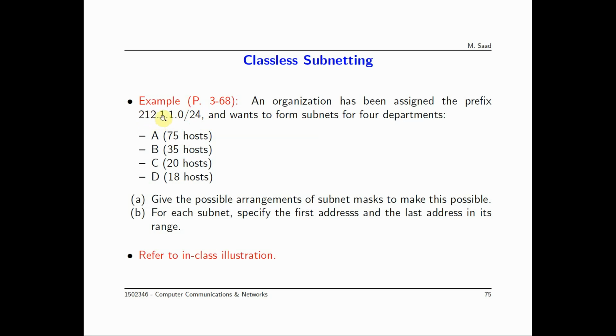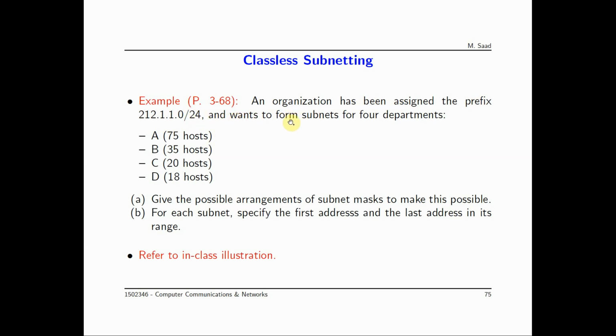So 212.1.1, these are 24 bits, 8 and 8 and 8. 212.1.1 represents the network ID according to this notation, and the 0.0 at the end corresponds to 8 binary bits, right? That's the host ID. Now, an organization has been assigned the prefix 212.1.1.0/24. Again, this is the first address in the range assigned to us, and the number of fixed bits is 24, which means that the number of variable bits representing the host are only 8.